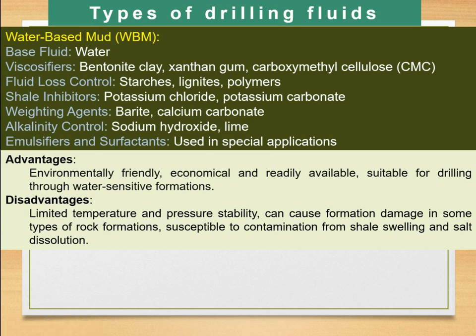Now fluid loss control. Fluid loss is controlled by starches, lignites, and different polymers. Shale inhibitors are potassium chloride and potassium carbonate. These can control shale swelling. They can control borehole collapse. Weighing agents are barite and calcium carbonate. Alkalinity control is by sodium hydroxide and lime. Emulsifiers are surfactants used in special applications.